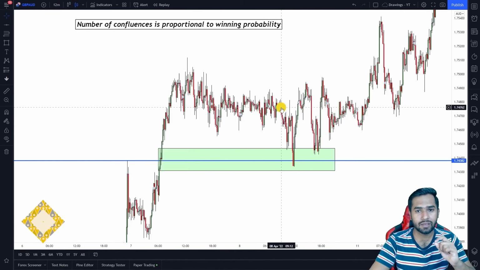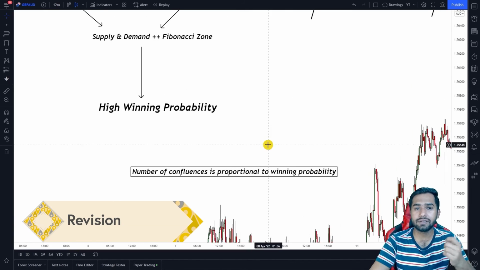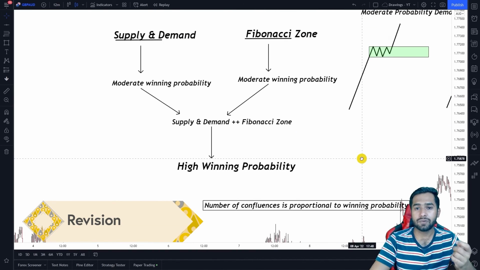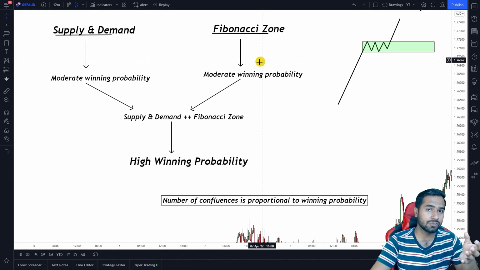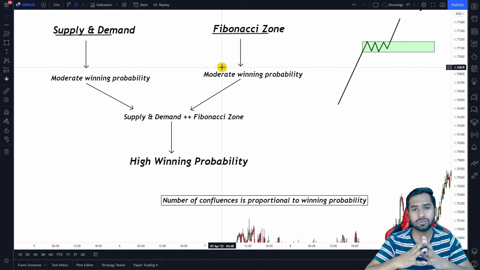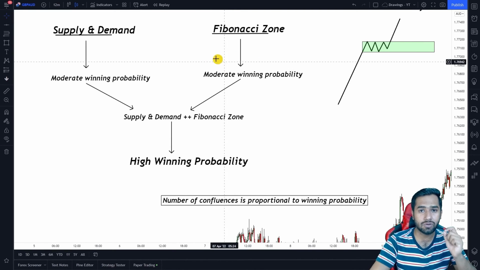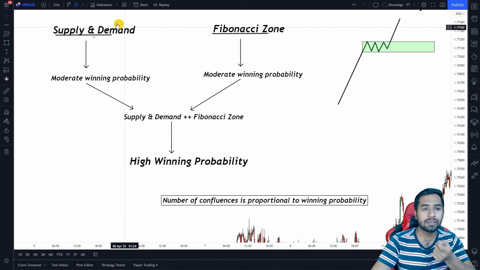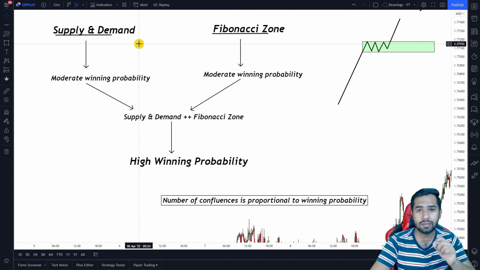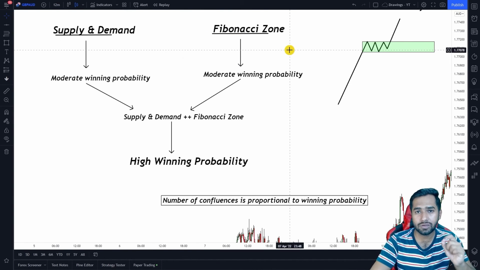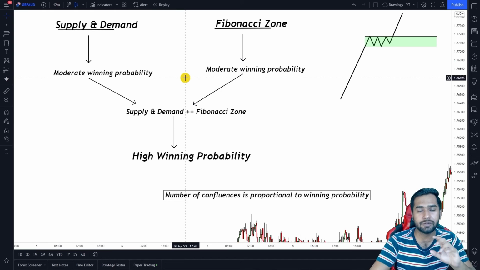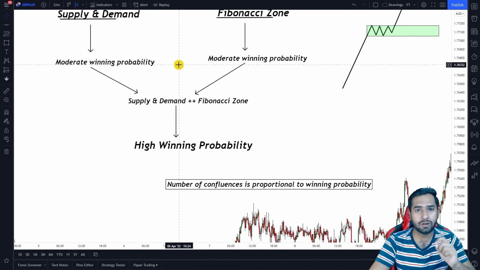Okay, so let me just revise what we have discussed in this video so far. First of all, we talked about what supply zones and demand zones are and what Fibonacci zones are. The Fibonacci zones are the zones between the 50 to 61.8 Fibonacci ratio, and that zone is called the golden zone. Now if we are trading the supply zone and demand zone alone, there is a moderate winning probability, and if we are trading the Fibonacci zone alone, there's also a moderate winning probability. But if we combine these two, then we can increase the winning probability of our trading setup.